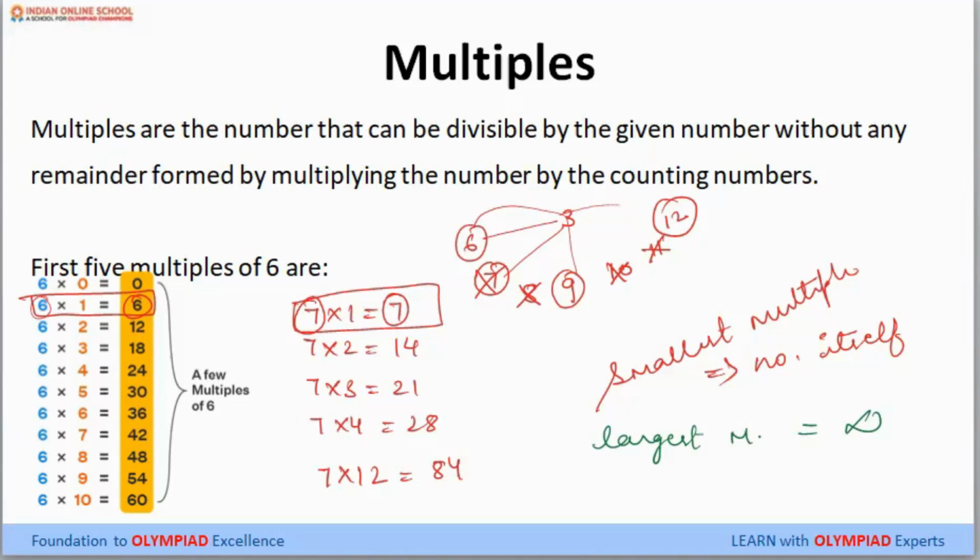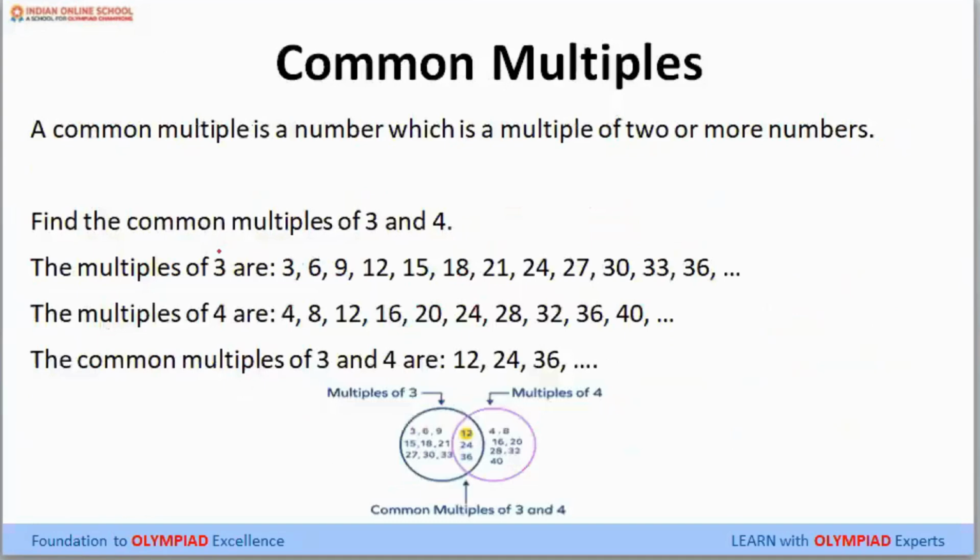Understood? So now we know about multiples. Now we need to learn about common multiples. Suppose I have two numbers, 3 and 4. First I write all the multiples of 3 and then all the multiples of 4. Now out of all the multiples of 3 and 4, can you tell me what are the multiples that you find common, which are there in the table of 3 and 4 as well?